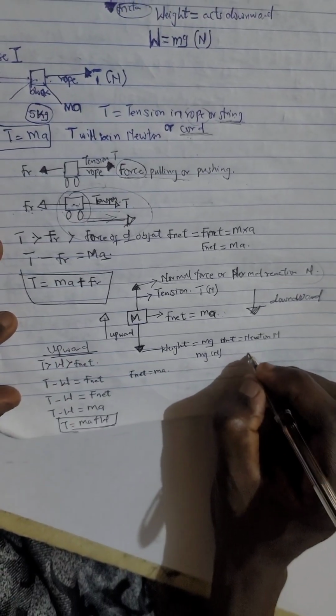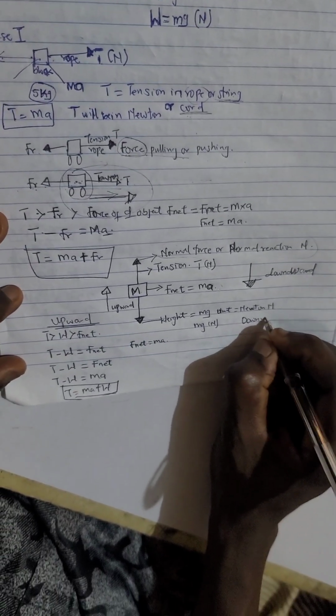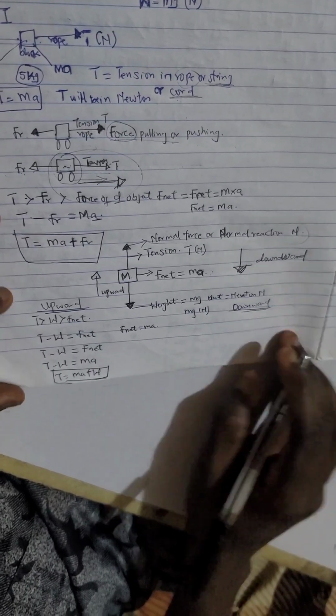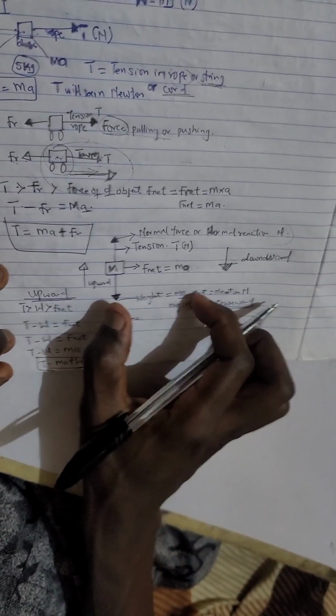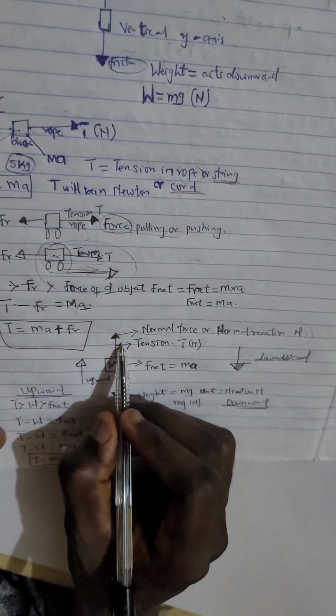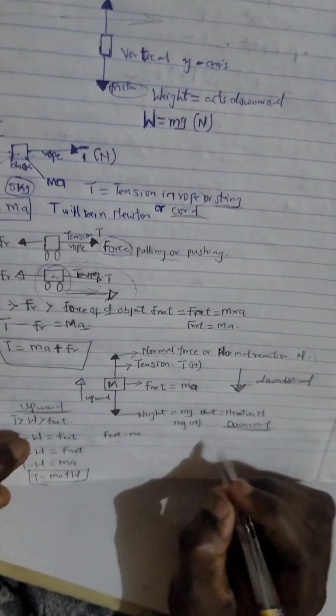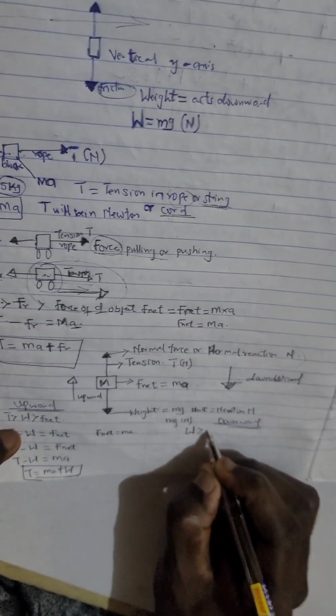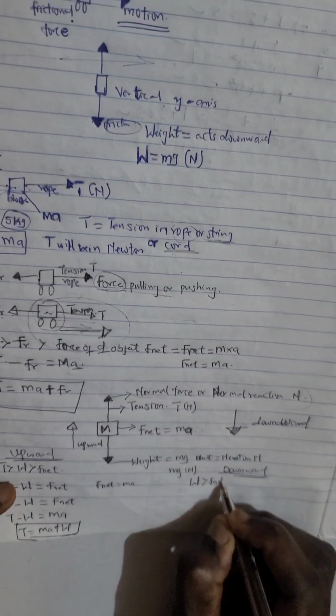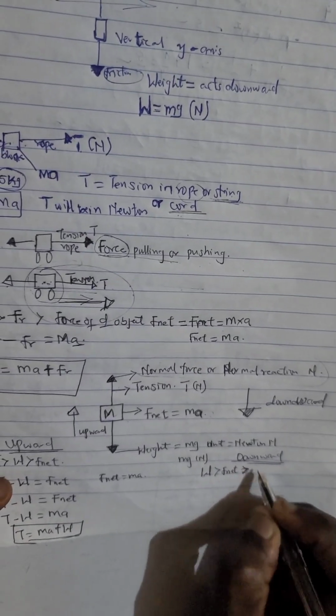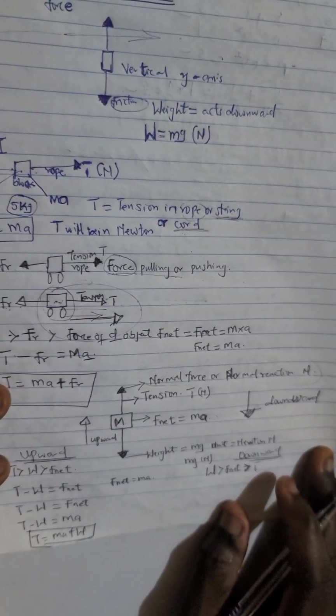If it is downward, it means that this weight is greater than this and this. It means that weight is greater than the net force and greater than what? The tension.